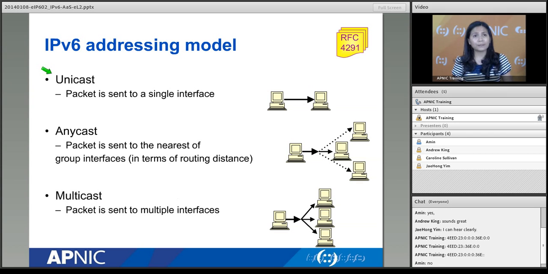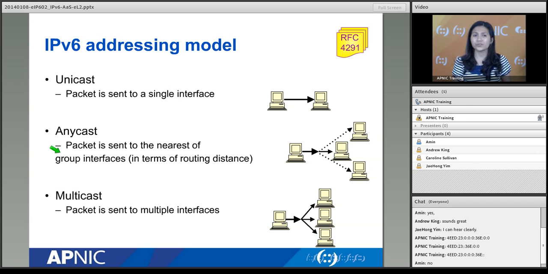We've already talked about the IPv6 addressing models: unicast, anycast, and multicast. So just a review of what this is. Unicast is single interface going to a single interface. So you have a unicast source address and a unicast destination address.